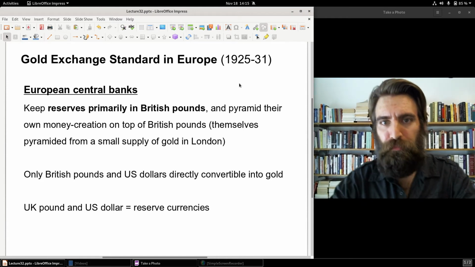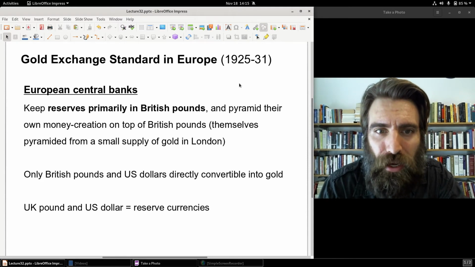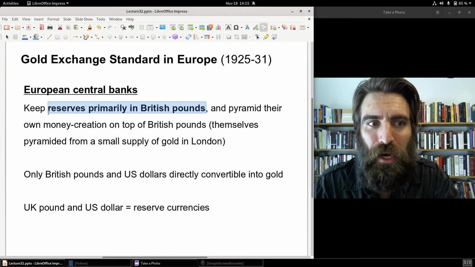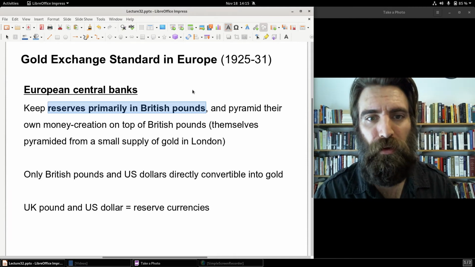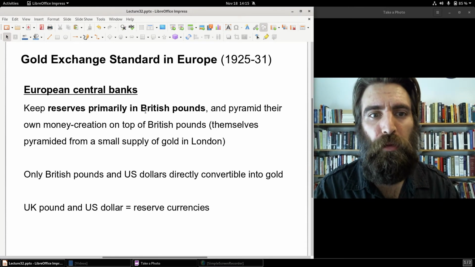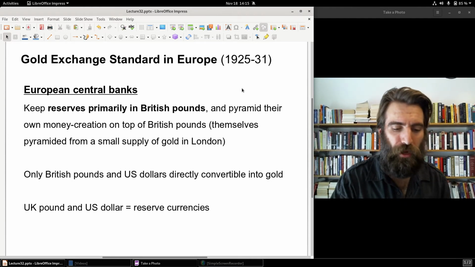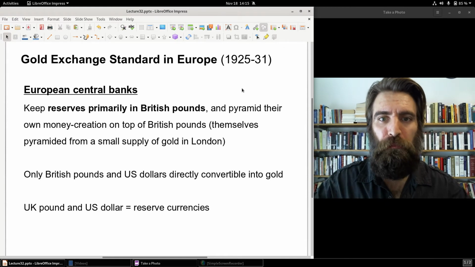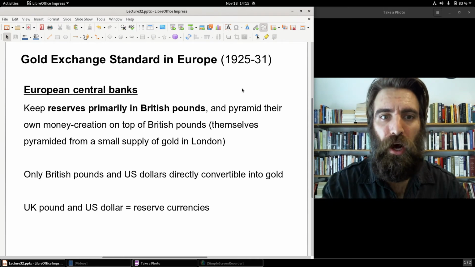European central banks keep their reserves not in gold, but in British pounds. The British pound became the reserve currency. The reserve currency, it's going to be an important term soon when we talk about the US dollar being the world's reserve currency. British pound will be the reserve currency where European central banks in France and Germany, all over the continent, will keep their reserves not in gold but in British pounds, and then as they accumulate these British pounds, will pyramid their own money creation on top of those pounds.